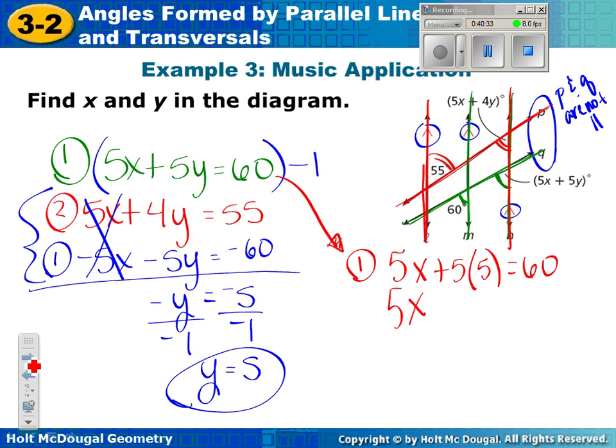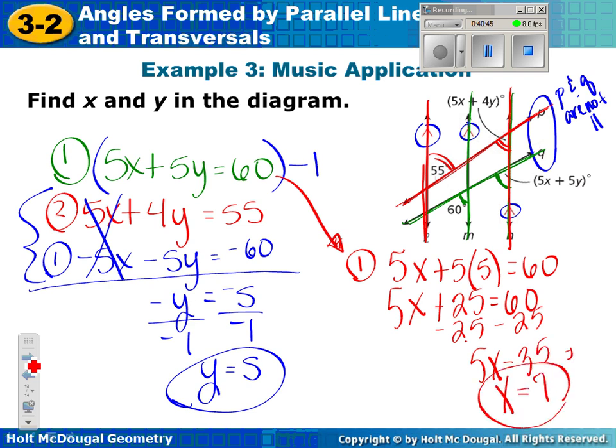Okay. So here I have 5x plus 25 equals 60. Subtract 25. 5x equals 35, and so x is what? 7. This time it just said find x and y, so you're done once you have this. We're not finding the angle measure, so no, we're just finding the value of the variable.